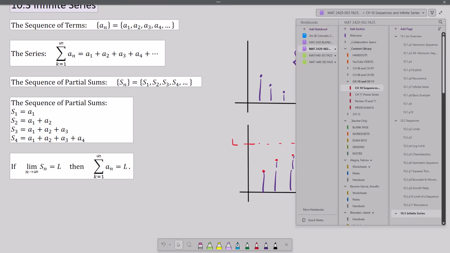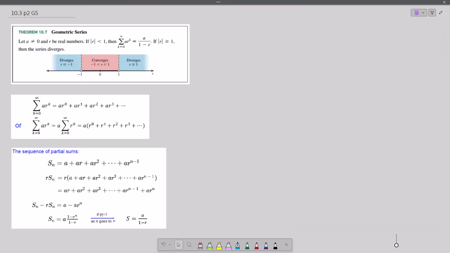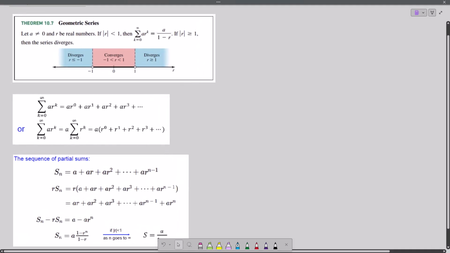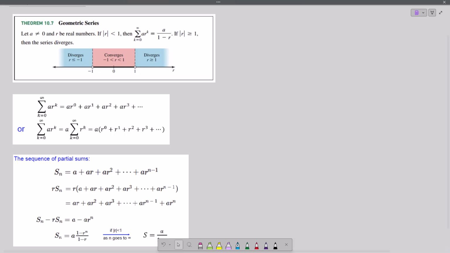That makes sense? So let's look at the geometric series, which is a pretty good example. It's the most intuitive. It's that repeated multiplication by the base, 2 to the k, or whatever the exponent is. 2 to the k means multiplying 2 by itself an infinite number of times, obviously going to go to infinity. 1/2 to the k obviously is going to go to 0.